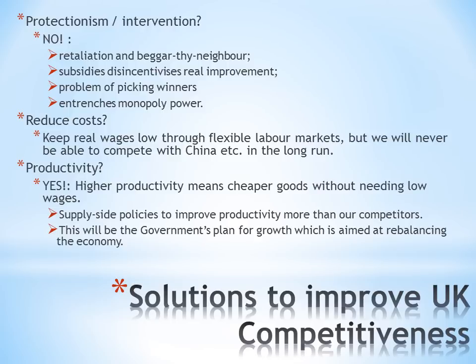The real true answer must be productivity. If we can produce our goods more efficiently, that's more output per worker. That means that they will be cheaper without needing low wages. That'll make them better quality and cheaper, so we need supply side policies to improve productivity, output per unit input. And the difficult thing there is, of course, our competitors will be doing the same. So it will only really work to improve competitiveness if we do better at this than other countries. And this is really the rest of the extract, outlining the government's plan for growth, which is aimed at rebalancing the economy and improving UK competitiveness through supply side measures.